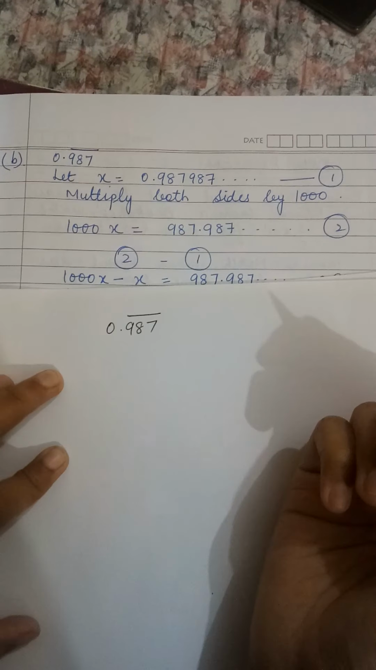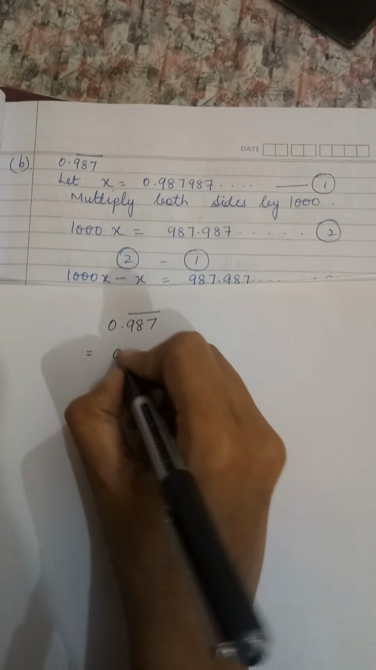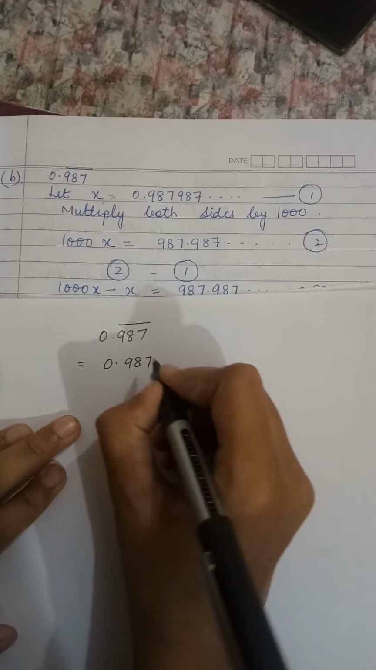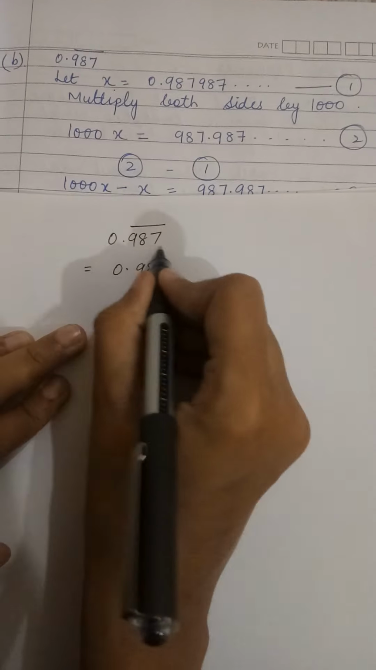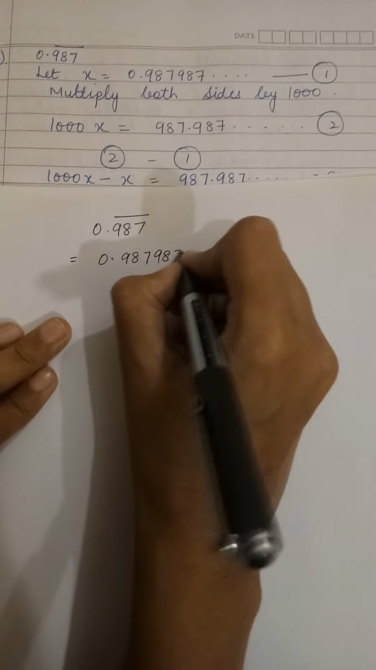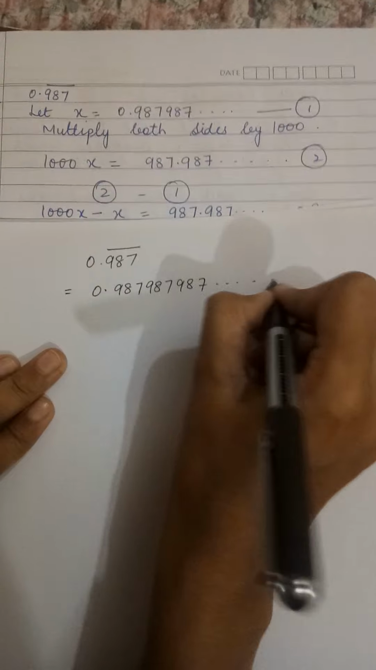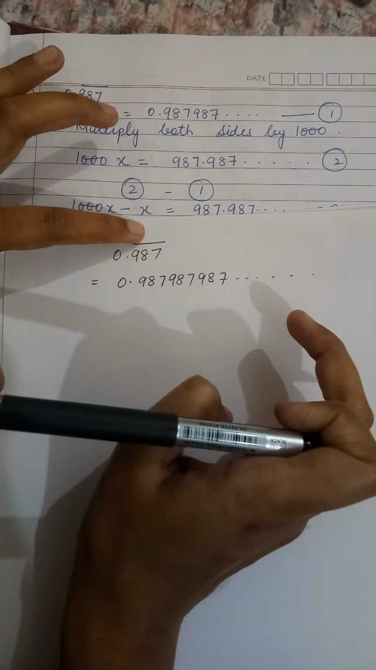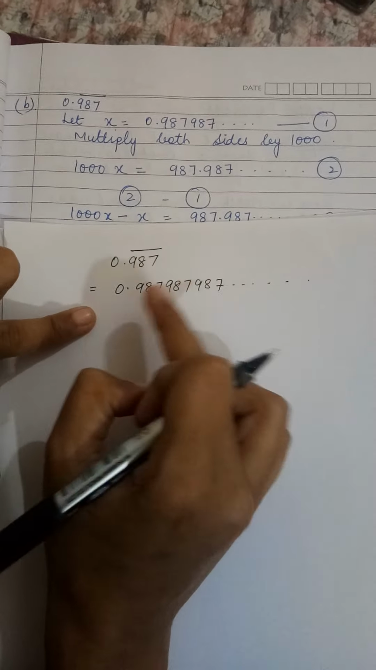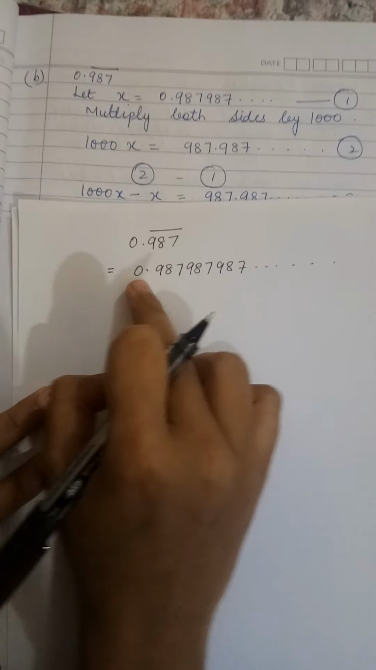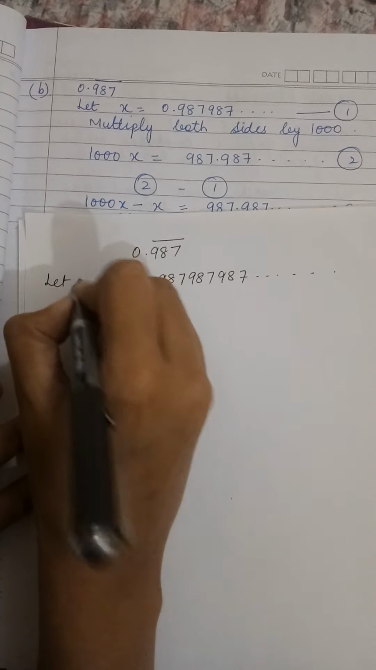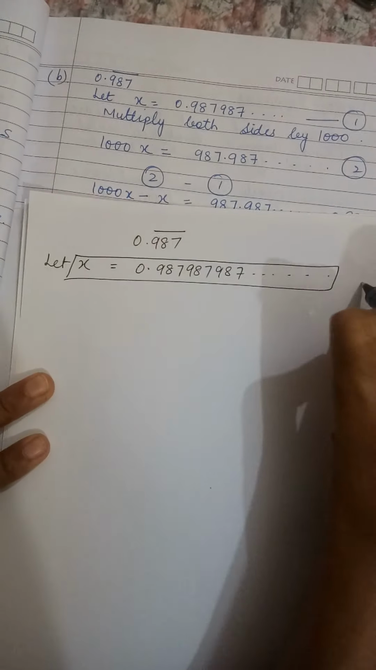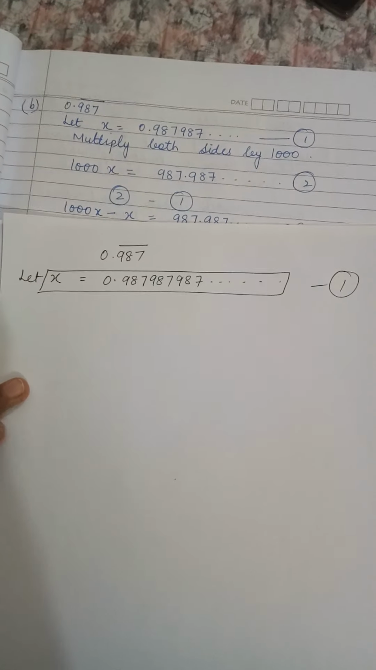0.987 bar. How am I going to write it? The bar is on 3 digits. So 987, 987, 987 and so on. That means like this. I am going to take the number out of the bar and write it in this form. I am going to consider this as x. Let x equal this, and I am going to call this equation 1.